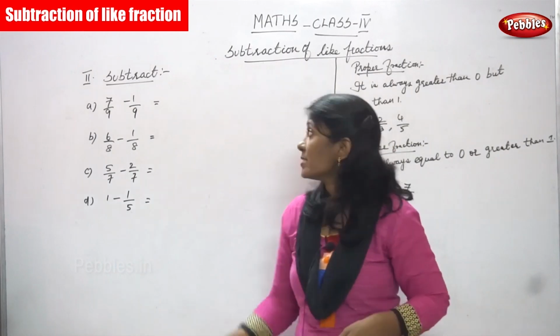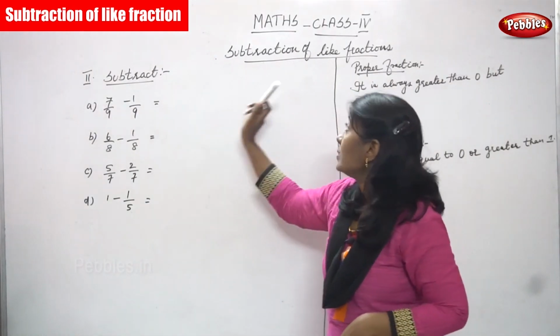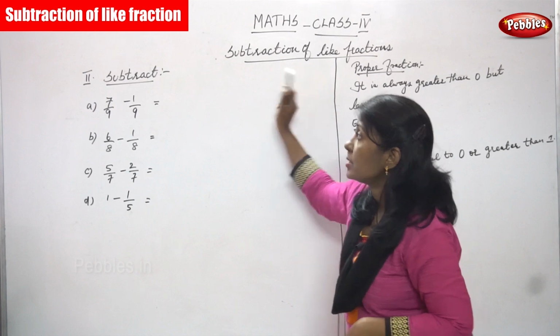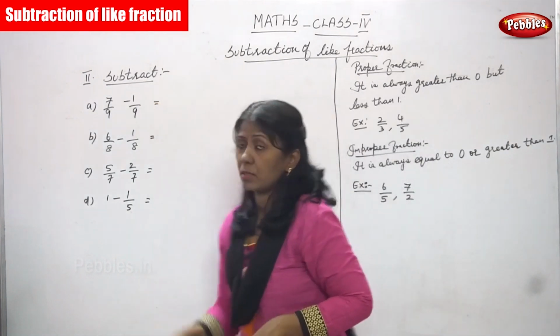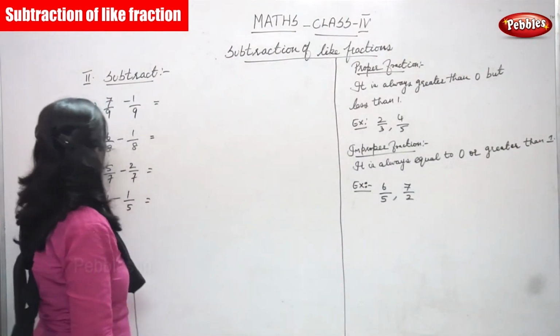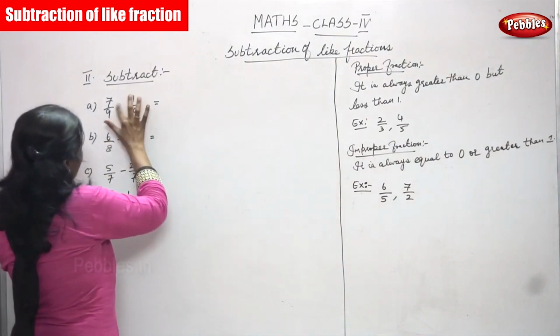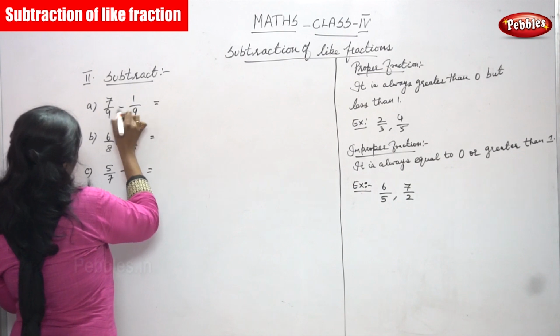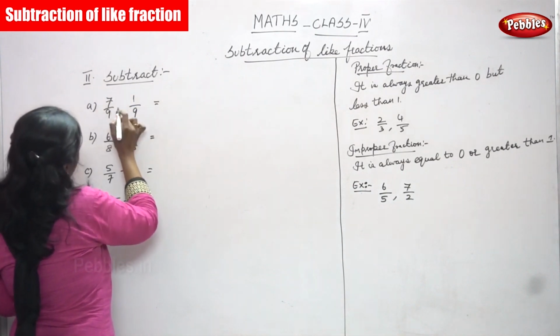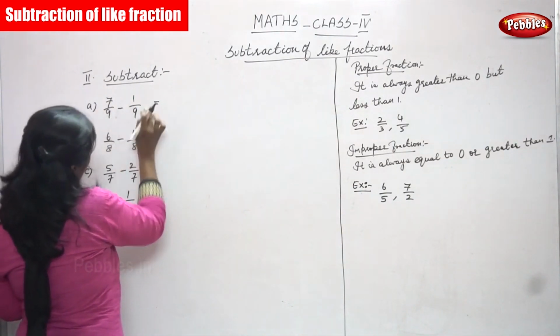Now we are going to see subtract. Okay, the same subtraction of like fractions. So the second subdivision is subtract. The first question is 7 by 9 minus 1 by 9.